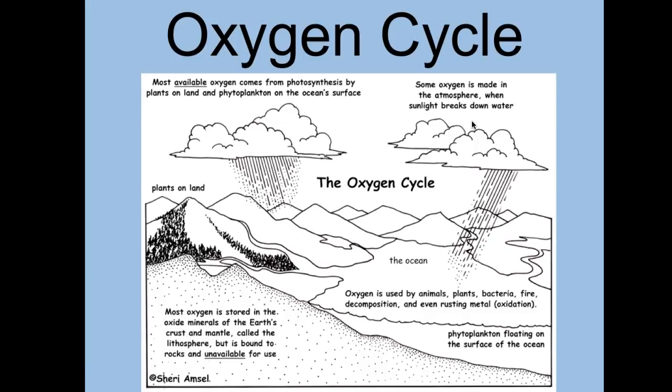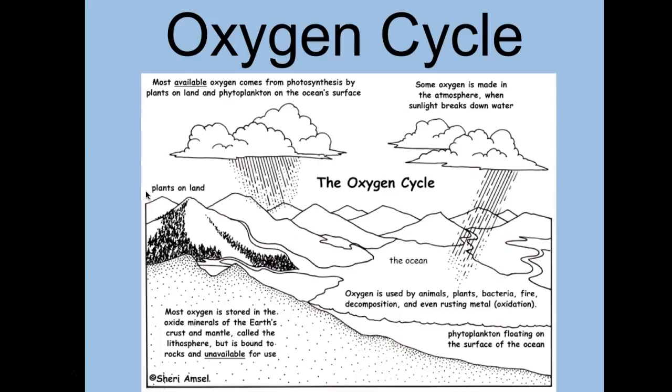So one thing I'm going to point out about this diagram are all these little captions, because these captions contain really important information about the uses and sources of oxygen on Earth. And again, this process is just the cycling of oxygen through the biotic and the abiotic factors in an ecosystem.